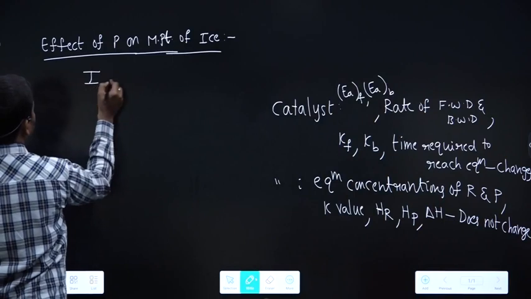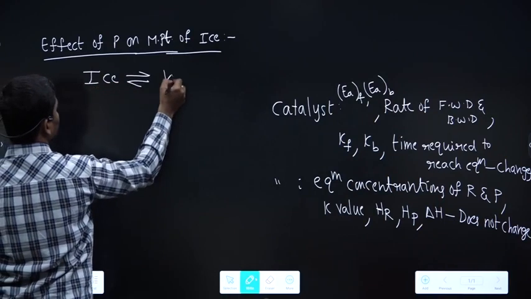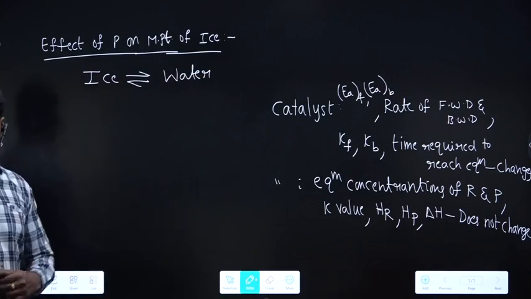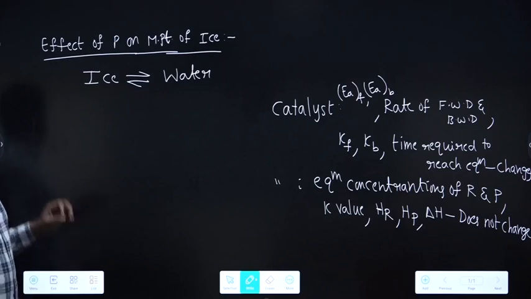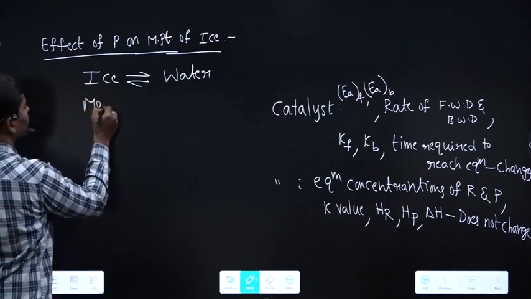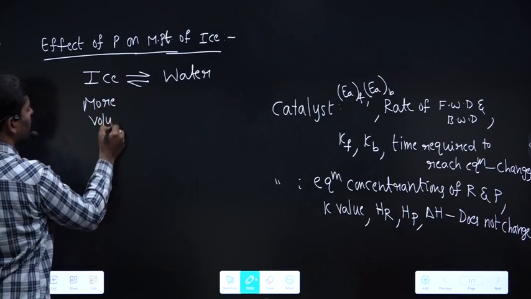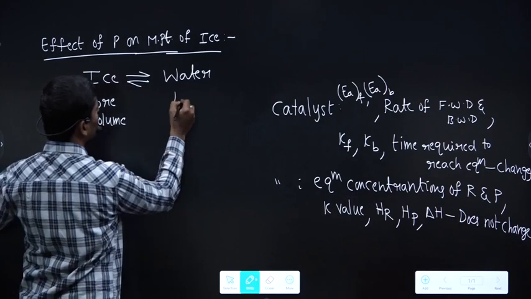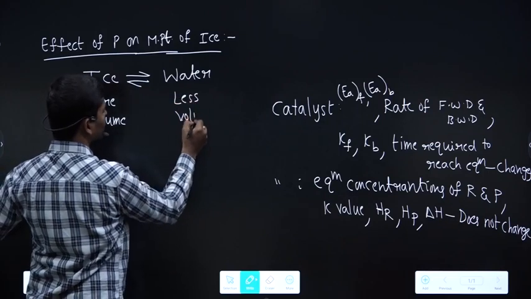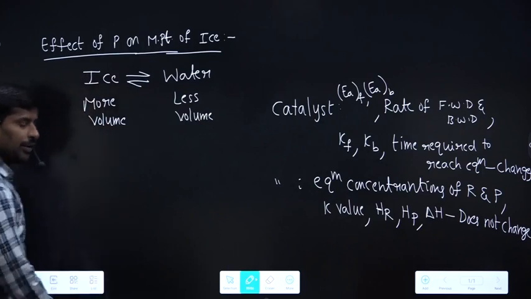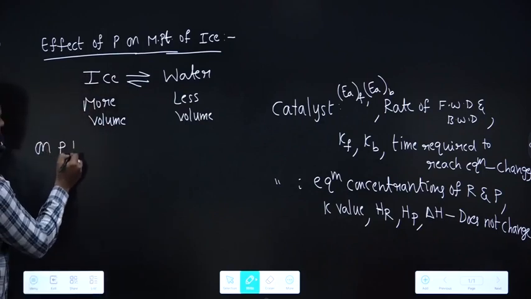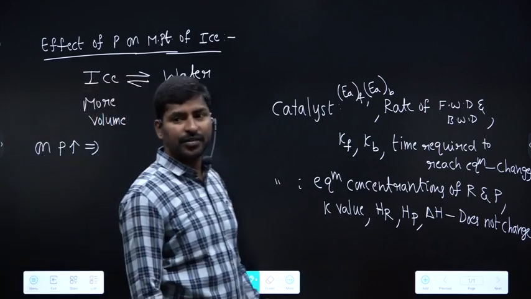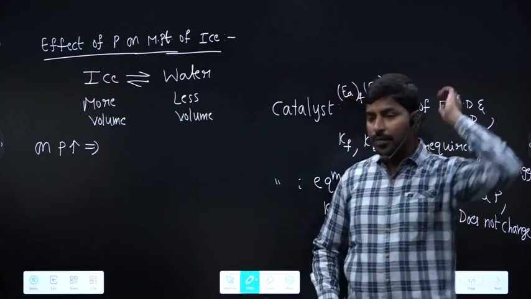So if you take ice in equilibrium with water, whether ice occupies more volume or water occupies more volume, ice occupies more volume. The density of ice is small compared to water. That's why ice floats over water. Ice occupies more volume, water occupies less volume. Now we know on increasing pressure, equilibrium shifts in the direction where volume decreases.